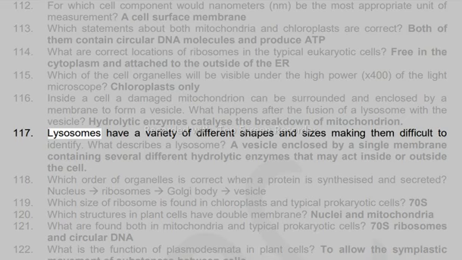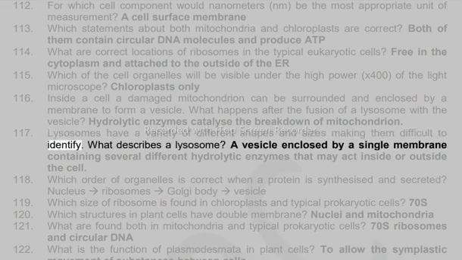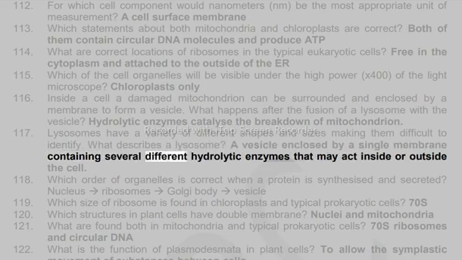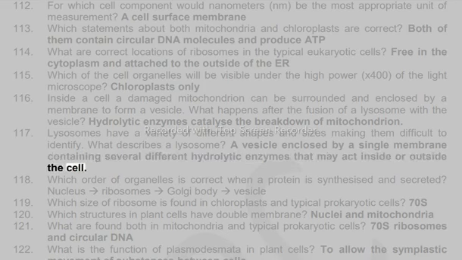117. Lysosomes have a variety of different shapes and sizes, making them difficult to identify. What describes a lysosome? A vesicle enclosed by a single membrane, containing several different hydrolytic enzymes that may act inside or outside the cell.